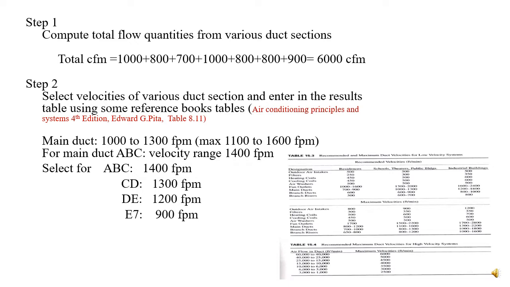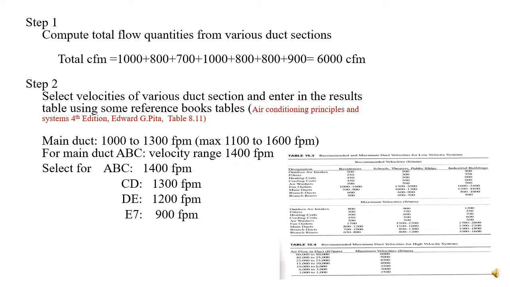And then the second step is you select the velocities of various duct sections. It is to be reminded again that the biggest velocity should be at the entrance. And please use the table that is shown on the next slide.